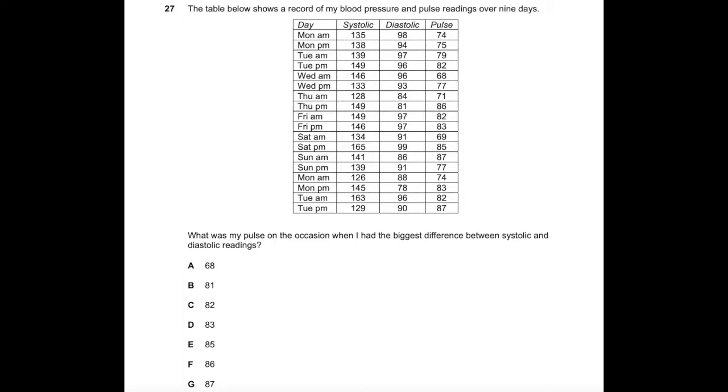Question 27. The table below shows a record of my blood pressure and pulse readings over 9 days. What was my pulse on the occasion when I had the biggest difference between systolic and diastolic readings? The correct answer is F because the greatest difference between systolic and diastolic blood pressure was on Thursday p.m., 149-81 equals 68. The pulse at this time was 86. Therefore, option F is correct.